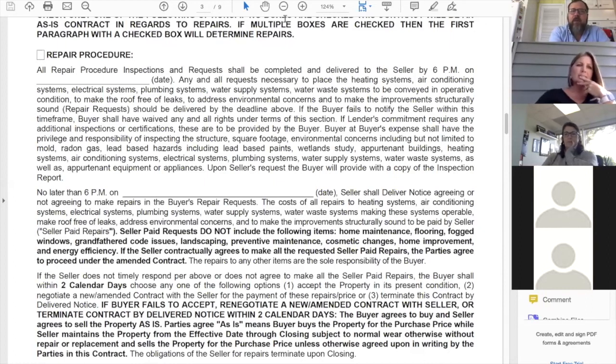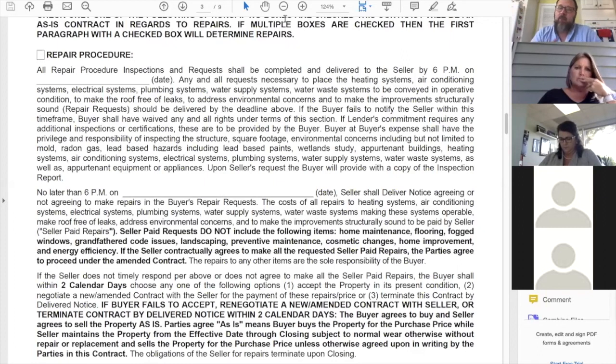So, Mr. Buyer, what this means is if all of this is not working, and they agree to fix everything, you still have to buy the house. If all of this is working, yet you come up with a bunch of other things, as long as these are put in operative condition as per the contract here, you still would be required to move forward on the house.